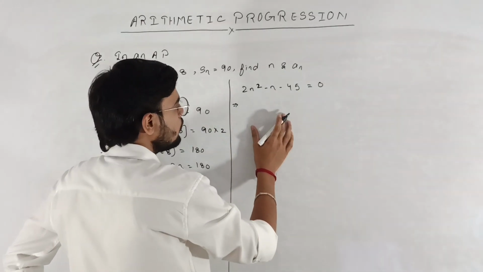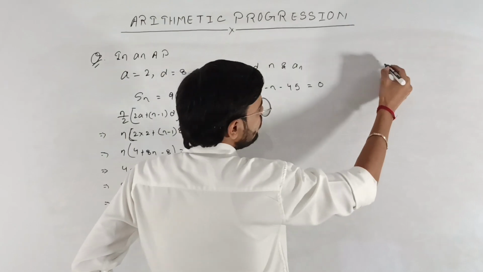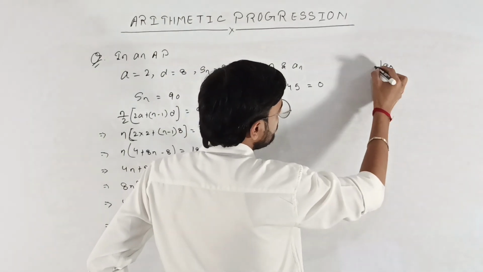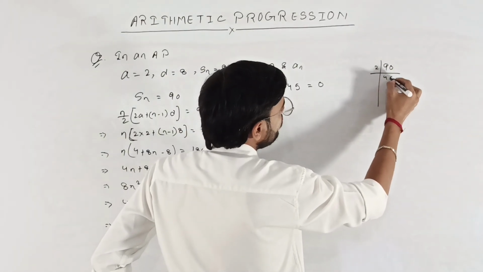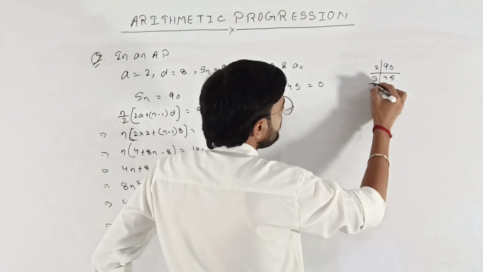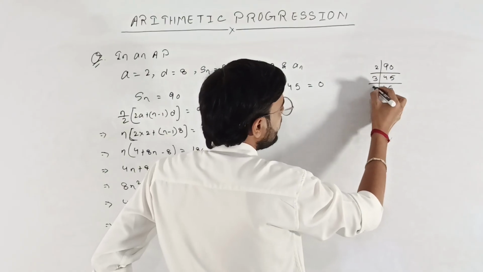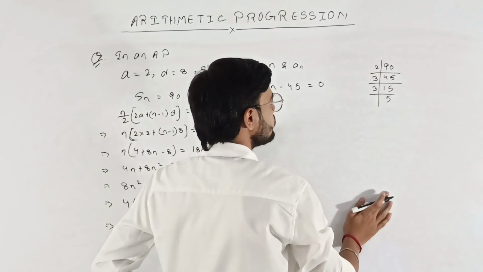45 to the 90. Okay, 45 to the 90. So do the prime factorization of 90. This is 2 times 45, 3 times 3 times 15, again 3 times 5. Okay.